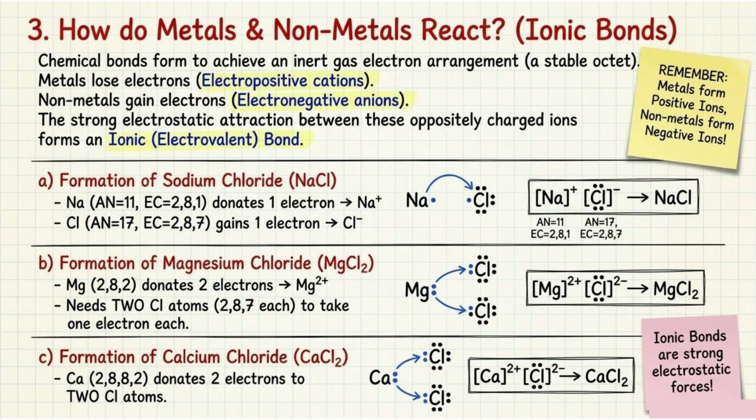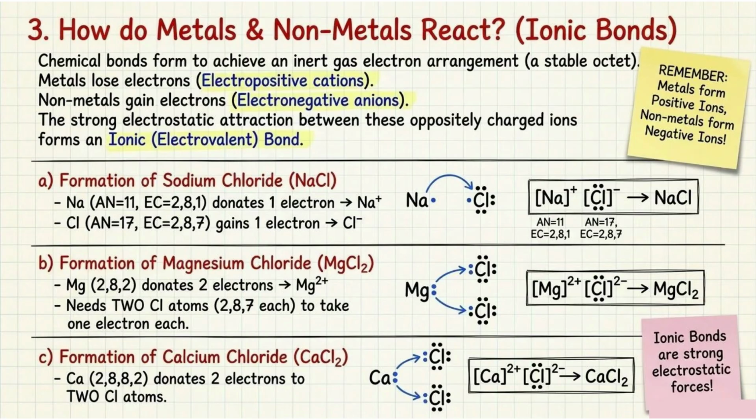Sodium becomes an Na+ ion, chlorine becomes a Cl- ion, and boom, NaCl is formed. Now look at magnesium chloride, MgCl2. Magnesium's configuration is 2, 8, 2, so it needs to donate 2 electrons. But a single chlorine atom only needs one. So what's the solution? Magnesium gives its electrons away to TWO different chlorine atoms. We get 1 Mg2+ ion and 2 Cl- ions, perfectly balanced to form MgCl2.